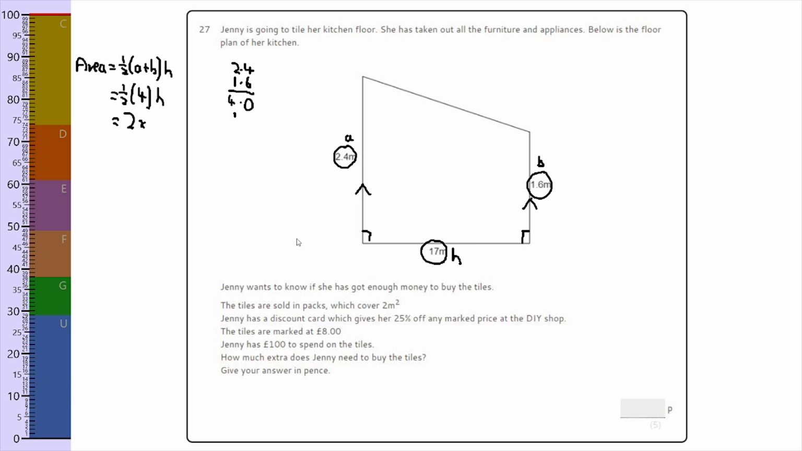The height would be vertical. Okay, height doesn't have to be up this way. It could be across. It just hits A and B at right angles. That's the definition of the height of a trapezium.